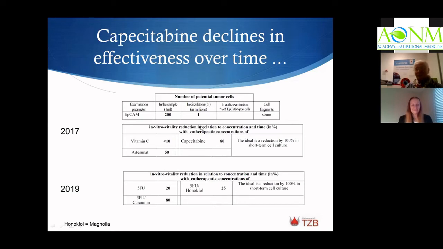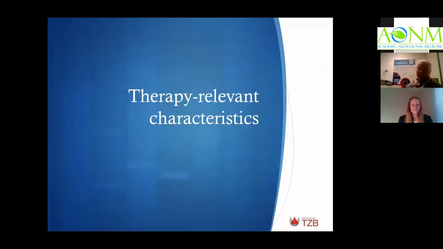As mentioned before, the effectiveness can change over time, and this was the case here, where capecitabine, which is a form of 5-FU, was very effective in 2017, but was ineffective 2 years later. But together with curcumin, it again was effective. So it's really worthwhile not to test only once, but after the patient has been treated, and you want to treat the patient again, to retest.